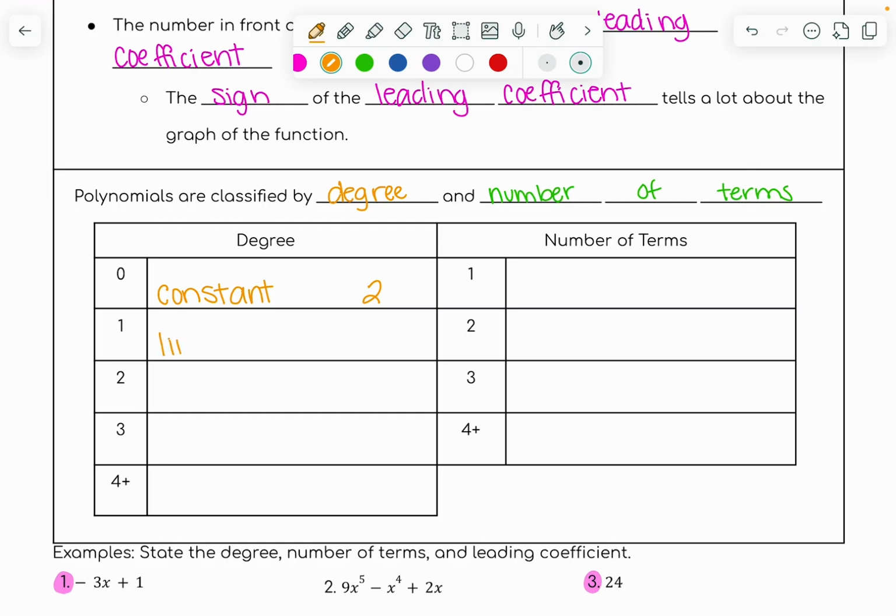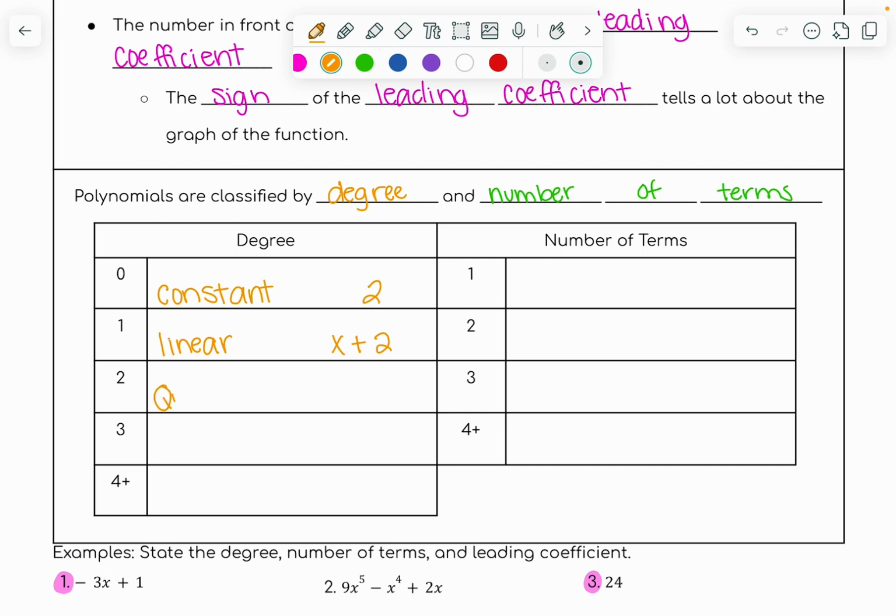The next thing is a linear, which could be like x plus 2. This time it does have a variable. However, that variable is just an x. It doesn't have an x to the second. It doesn't have an x to the third. It's just an x. There's 1 in the exponent.